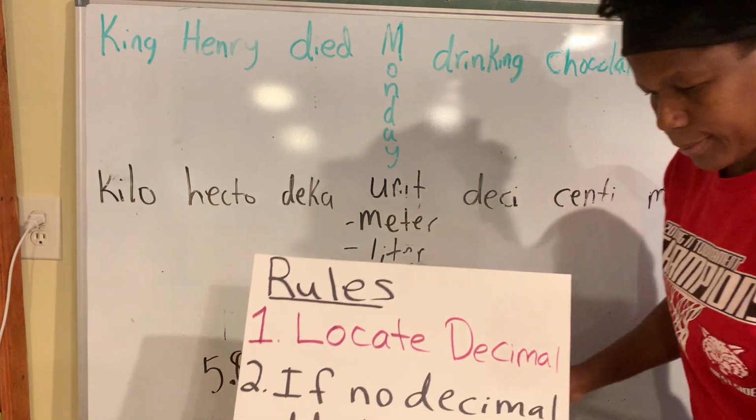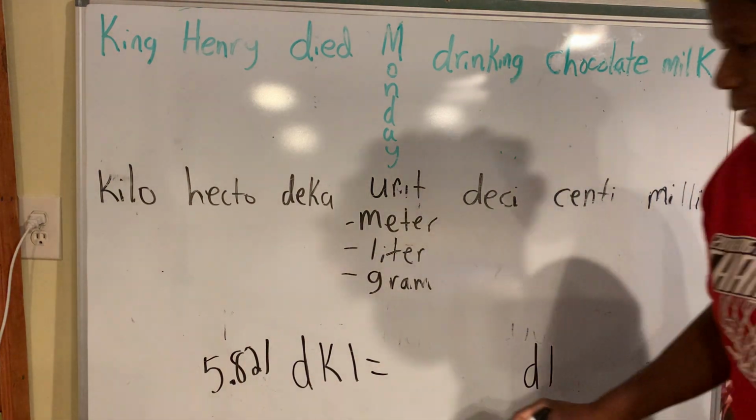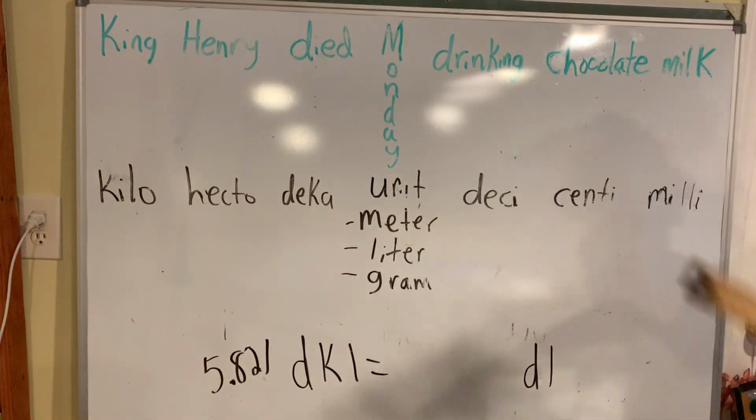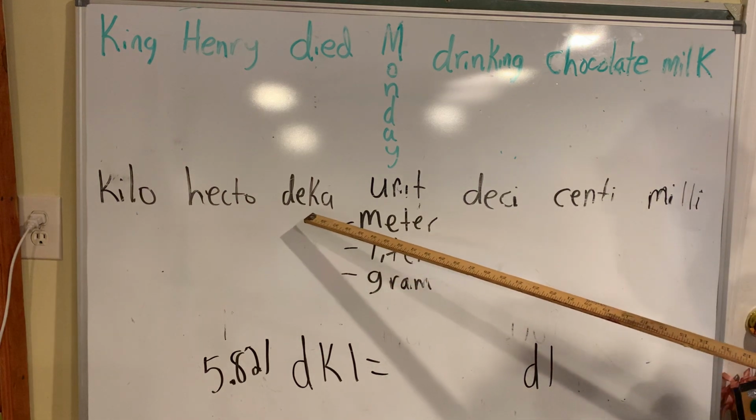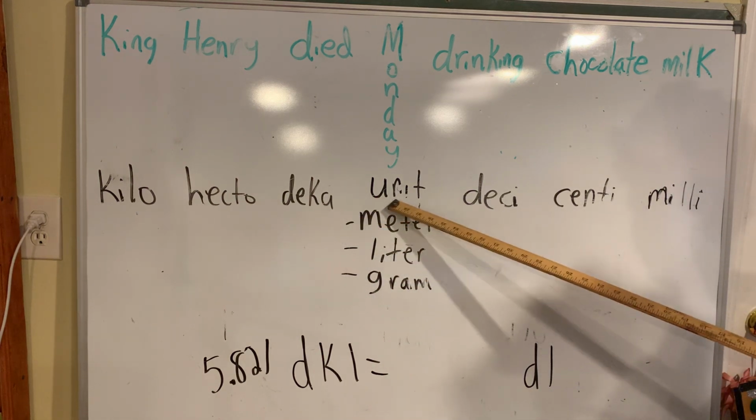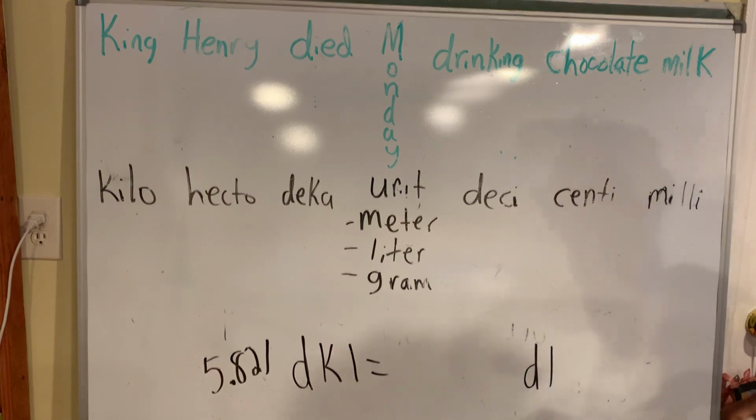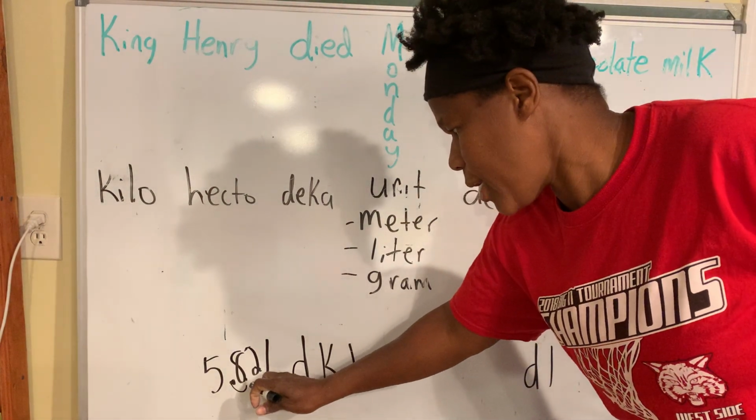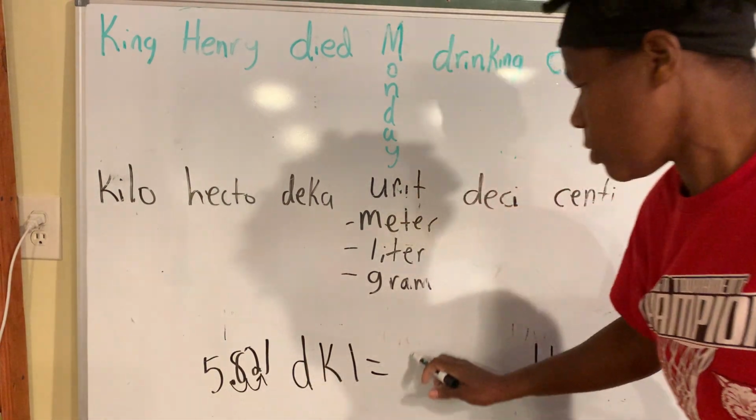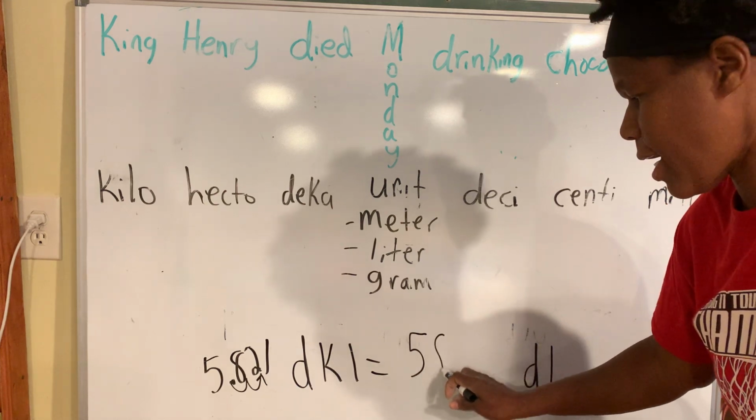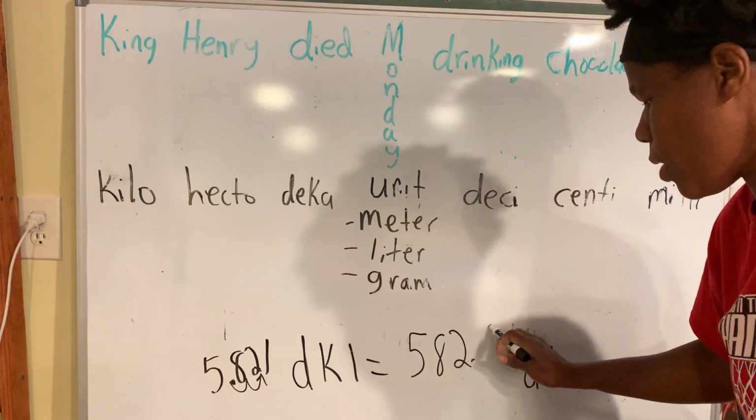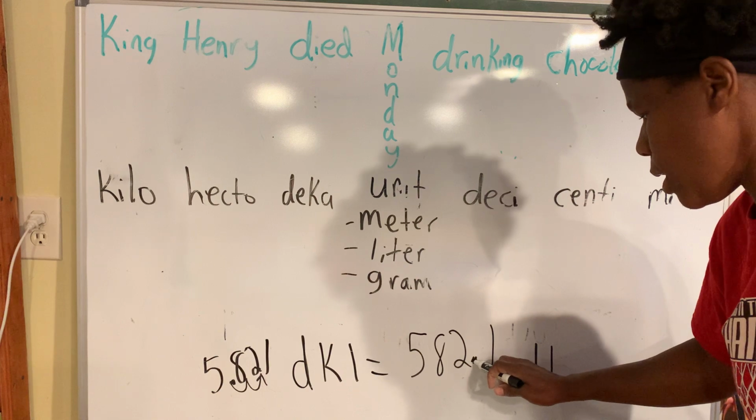Count the steps and carry the decimal. Let's count the steps. Okay, here we go. I'm starting here, I'm going here. So I go 1, 2. I'm moving over 2 times, everybody. 1, 2. So my answer becomes 582.1 deciliters.